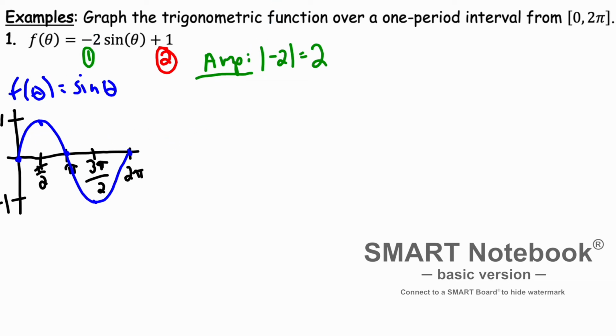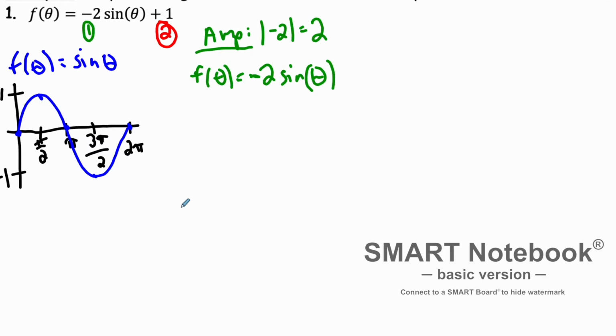All right, so let's go through this. I'm going to write my function down first, so I can make sure I have enough room. So -2 sine theta. Throw some parentheses around that if we want to, though it's not really necessary. All right, so if I take all of my y values and I multiply them by -2, there are two things happening here.